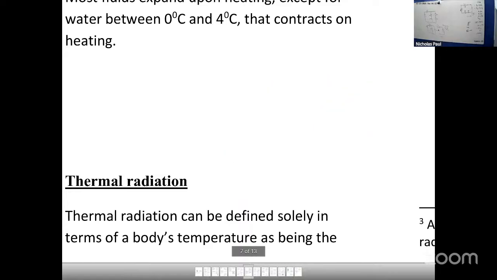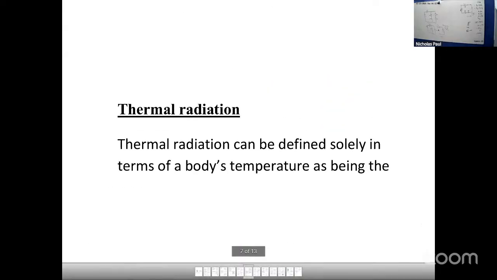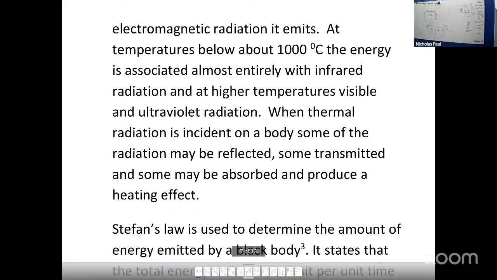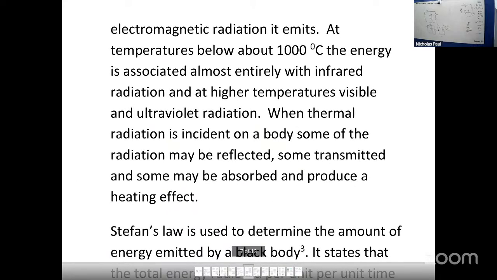Now, what we need to focus on is thermal radiation, right? There's no formula for convection at this level, all right? So we have to focus on thermal radiation. So thermal radiation can be defined solely in terms of the body's temperature as being the EM radiation it emits. So radiation is really the emission of electromagnetic rays called what?